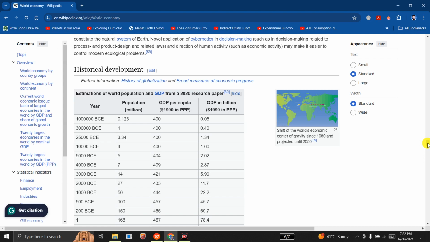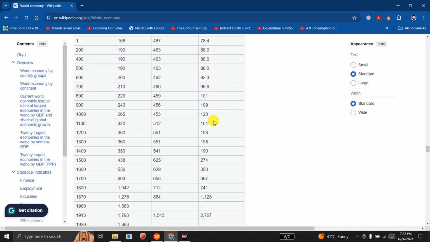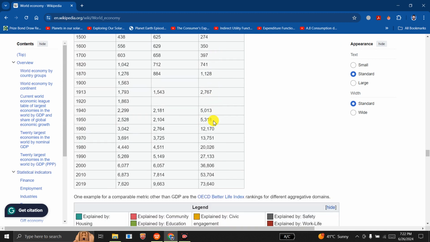And this is the estimation of the world population and GDP from research papers. So this is a 10 lakh BCE. The population was 0.125 million, and per capita GDP using 1990 purchasing power parity was 400, and GDP in million was 0.0, in billion that was 0.05, and so on. And coming to 2019, these are the statistics.